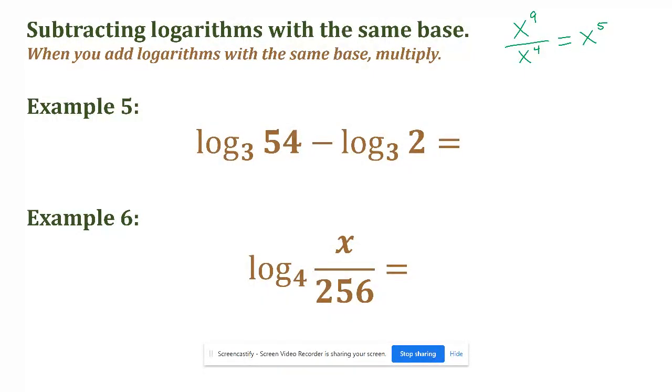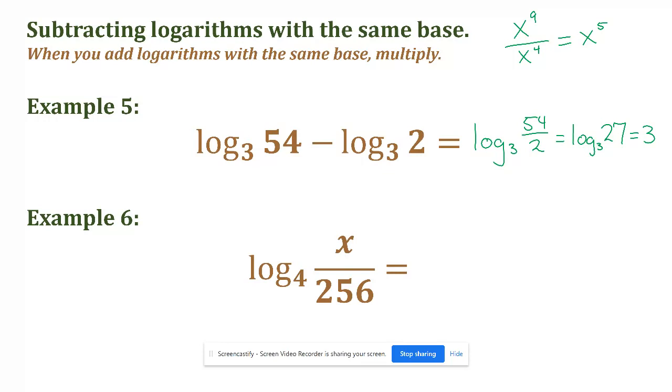When you're subtracting logarithms with the same base, you end up dividing the numbers. So log base 3 of 54 minus log base 3 of 2, we can combine that into one log that would be 54 over 2. Now 54 over 2 is going to be 27, so this is log base 3 of 27. So now we're to a point where we can say, well, 3 to what power is 27? And 3 to the 3rd power is 27. So that would be a 3 as our final answer.